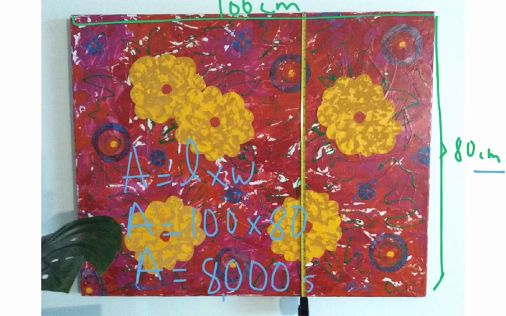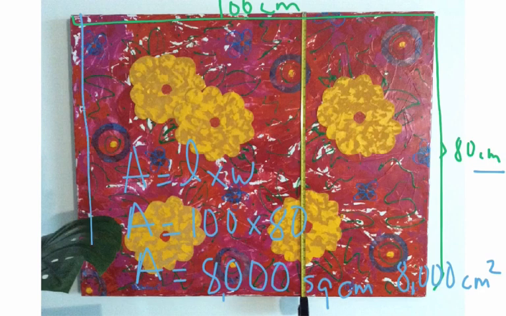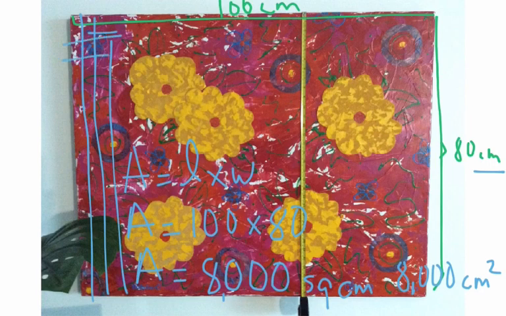It's going to be 8,000 square centimeters, or I could also write it as 8,000 centimeters squared, like that. I'm sure you've seen that little 2 above things. What this means is that if I were to divide this painting into tiny little squares of 1 centimeter by 1 centimeter, I would have 8,000 of them. I'm not going to do that. That would take too long. So it is so much easier to multiply and find the area.